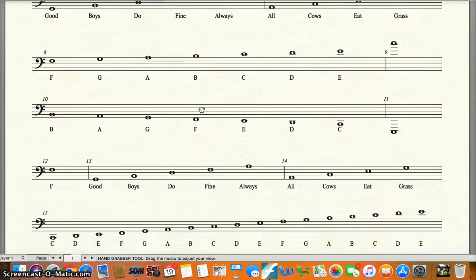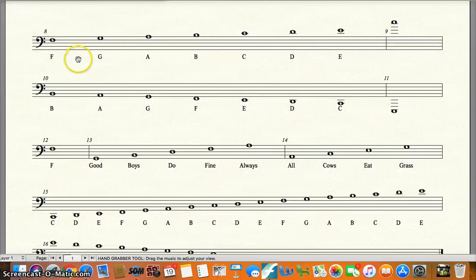Okay, so example 8. Here's what happens when you go outside of the staff and you extend the range of the staff using these ledger lines. Ledger lines are these one-time lines for each note, so we can tell where we are above the staff. But here we are starting with that fourth line up, F. Good boys do fine, always. And we're moving. Line, space, line, and so on. We're just going up the alphabet.